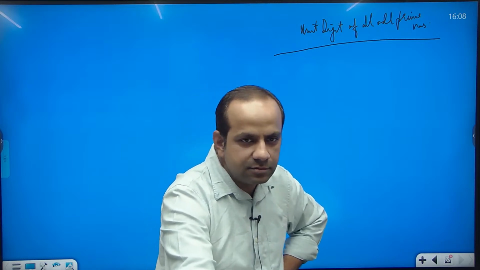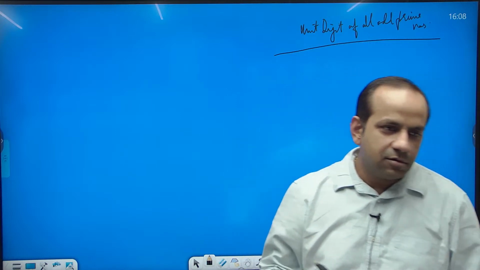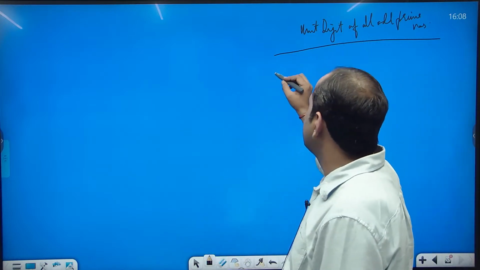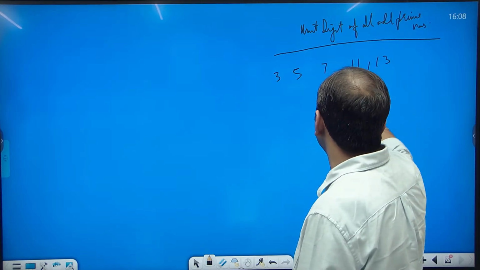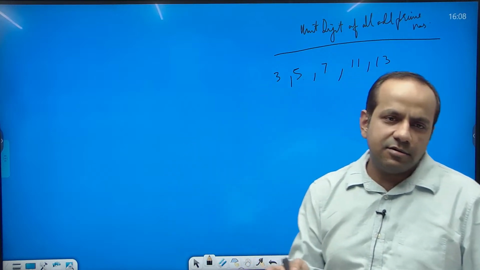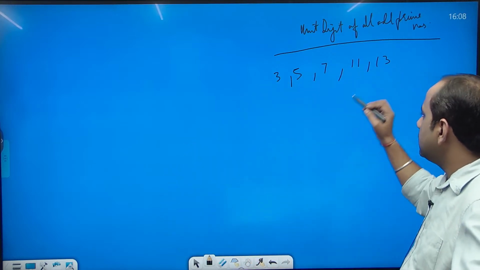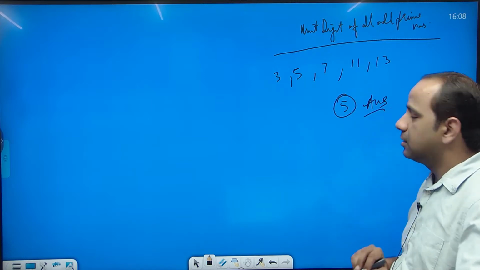How will it be 0? Odd prime numbers, we are not considering 2. So the odd prime numbers will be 3, 5, 7, 11, 13, and so on, but we know that we are not going to get 2 in this, so the unit digit of the product will be 5 only. I hope this is clear.